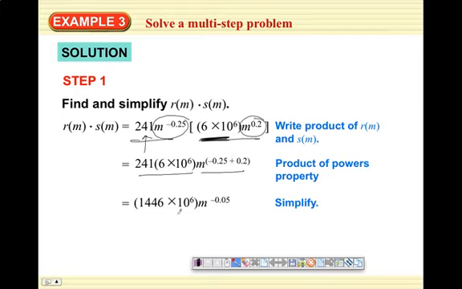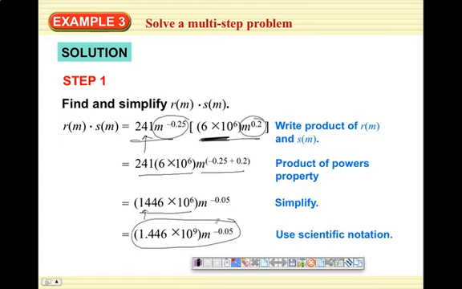Here's your first answer that you get. But notice this is not scientific notation. So remember, it has to be 1.446. So we moved the decimal place. If I put it here, moved it 3 times to the left, which becomes 10 to the 9th power. And then there's your final answer for part 1. What is R of M times S of M? There it is. Now what does that mean?